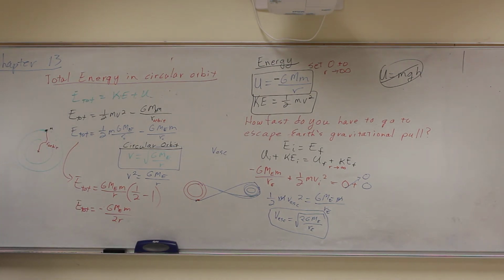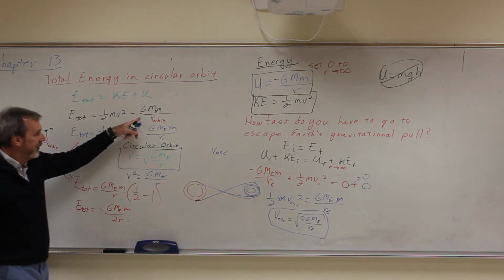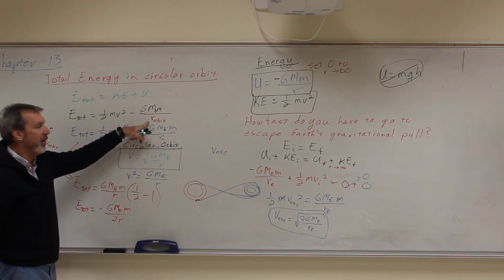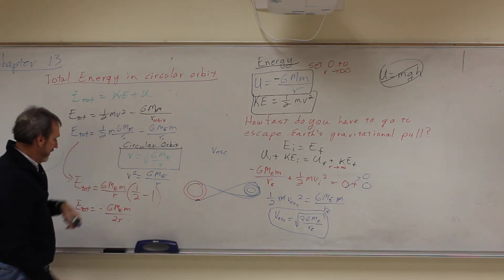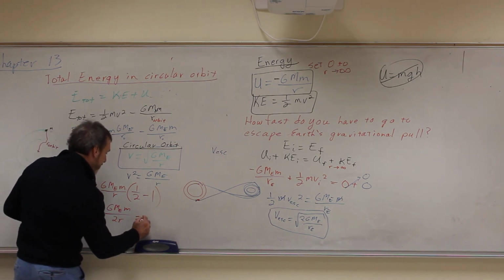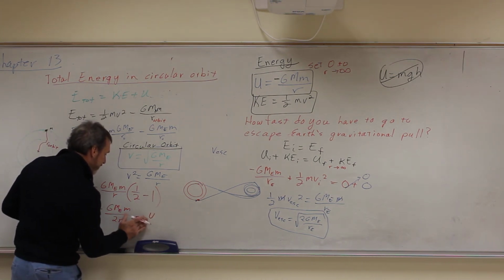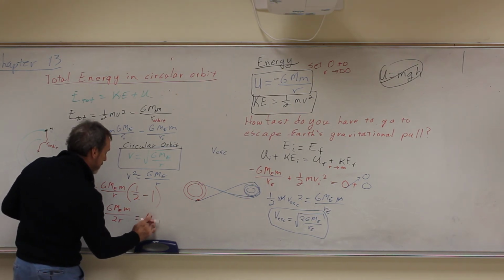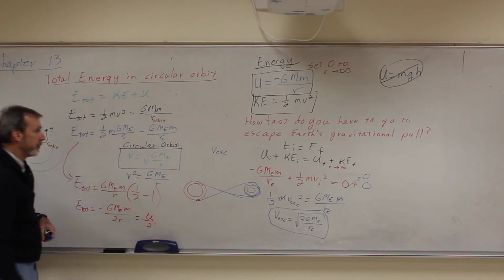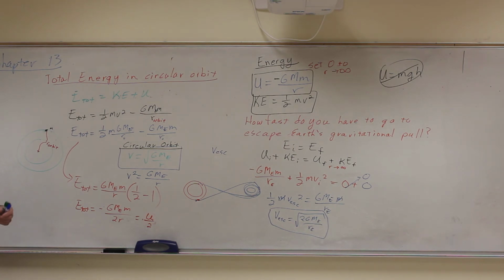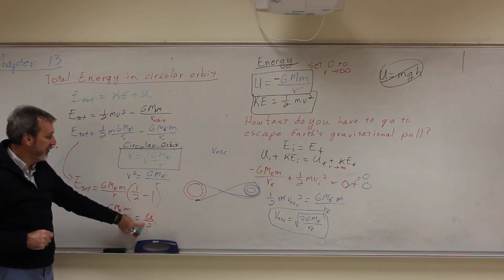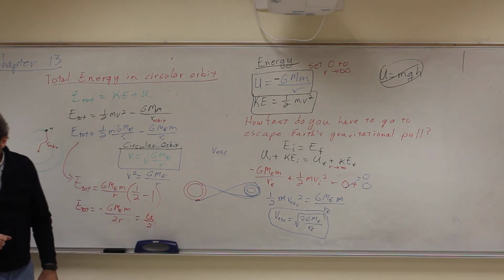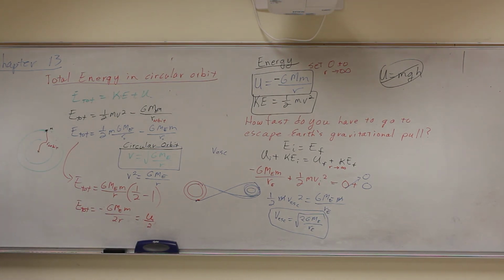Or, G Me m over r is the potential energy. So really this is just the potential energy, which already has a negative in it, divided by 2. So the total energy in a circular orbit is just the potential energy divided by 2. Like, that doesn't make sense?